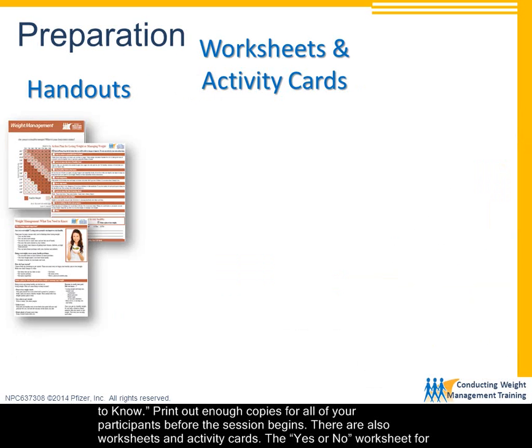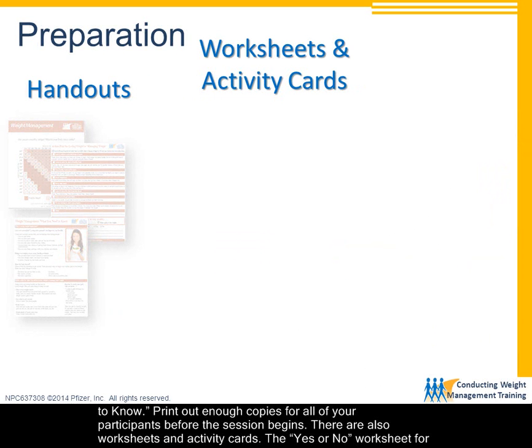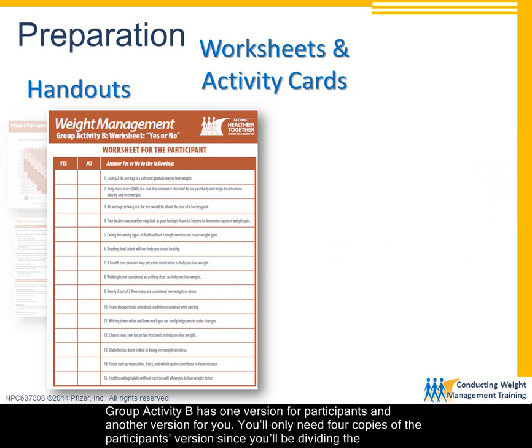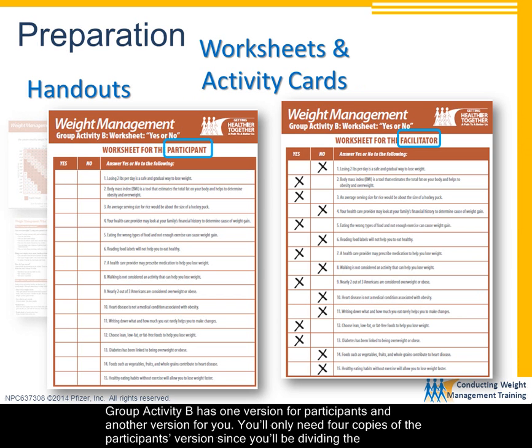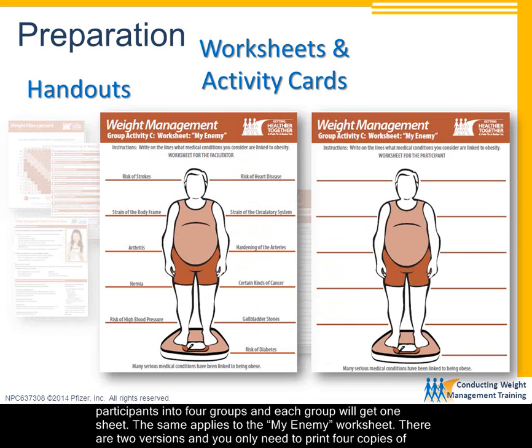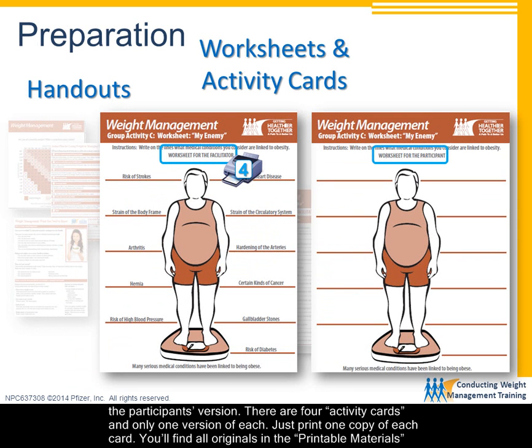There are also worksheets and activity cards. The Yes or No worksheet for Group Activity B has one version for participants and another version for you. You'll only need 4 copies of the participants' version since you'll be dividing the participants into 4 groups, and each group will get 1 sheet. The same applies to the My Enemy worksheet. There are 2 versions, and you only need to print 4 copies of the participants' version.